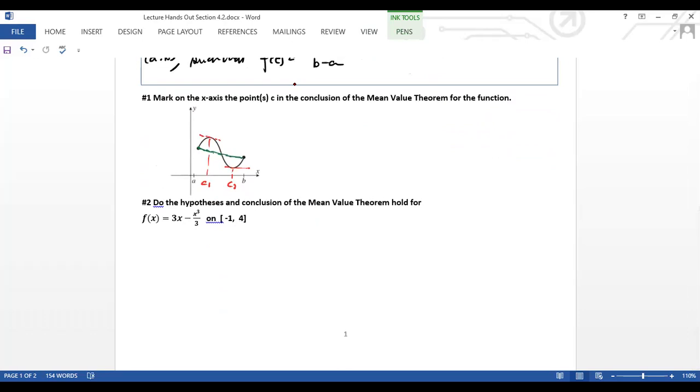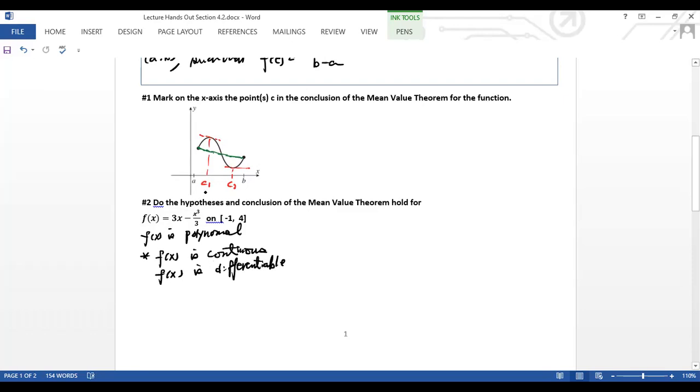Okay, now let's take a look at number 2. They say, hey, do the hypothesis and the conclusion of the mean value theorem hold? Then let's check here. So f of x is here. What type of function is f of x? It's a polynomial, right? Because x and x cubed. So f of x is a polynomial. What does that mean? That means f of x is continuous, and because it's a polynomial, f of x is also differentiable.